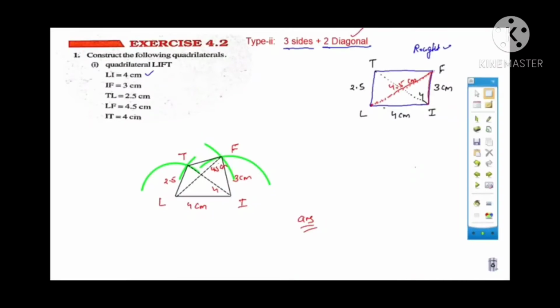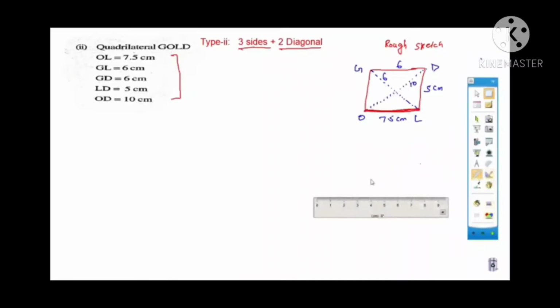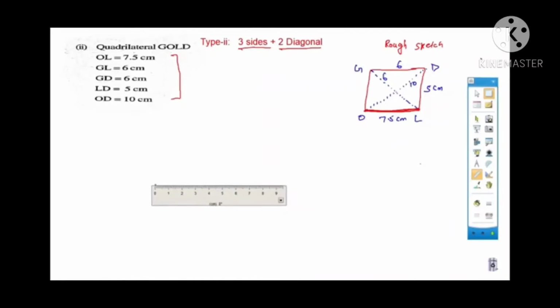Next we shall move on to the second one which they have given in your textbook. Second question: quadrilateral GOLD, and OL is equal to 7.5 centimeter, GL is equal to 6 centimeter, GD is equal to 6 centimeter, LD is equal to 5 centimeter, and OD is equal to 10 centimeter. Already I have drawn the rough sketch of the given points. GOLD, this is the quadrilateral they have given. OL is the base here, OD and GL are two diagonals, and they have given another side LD.